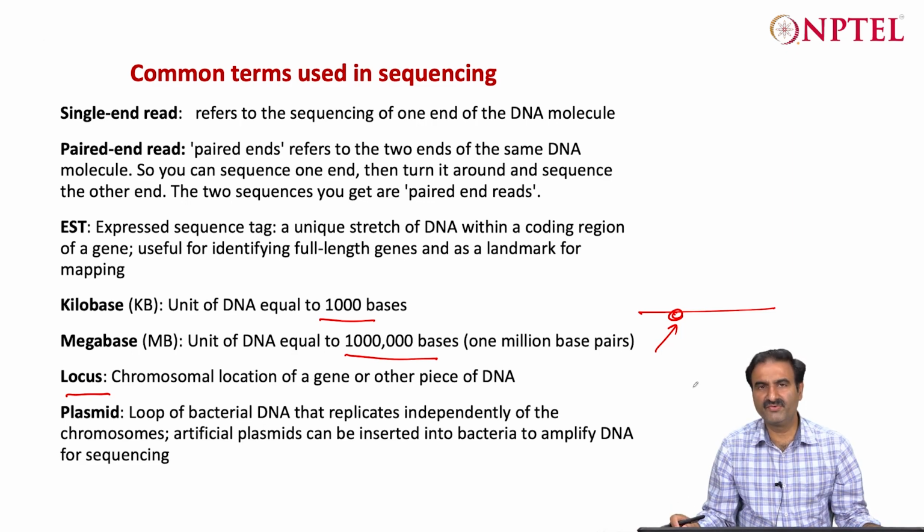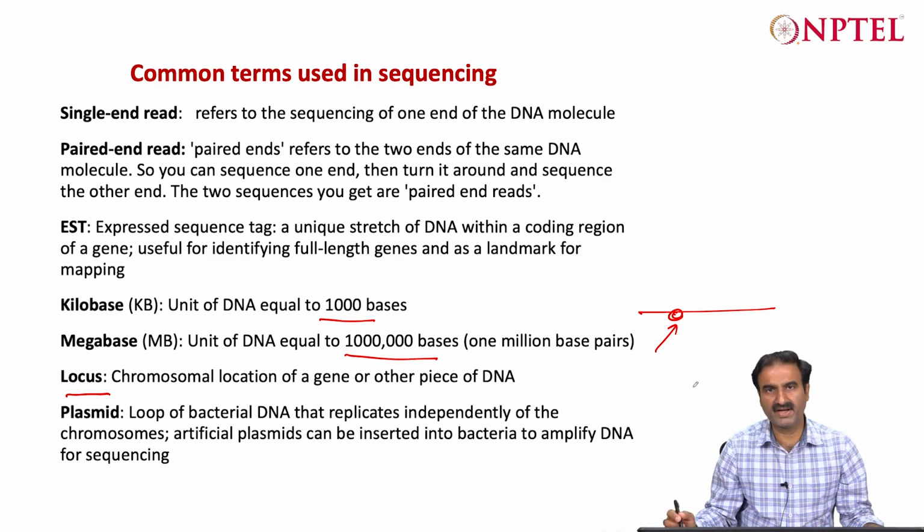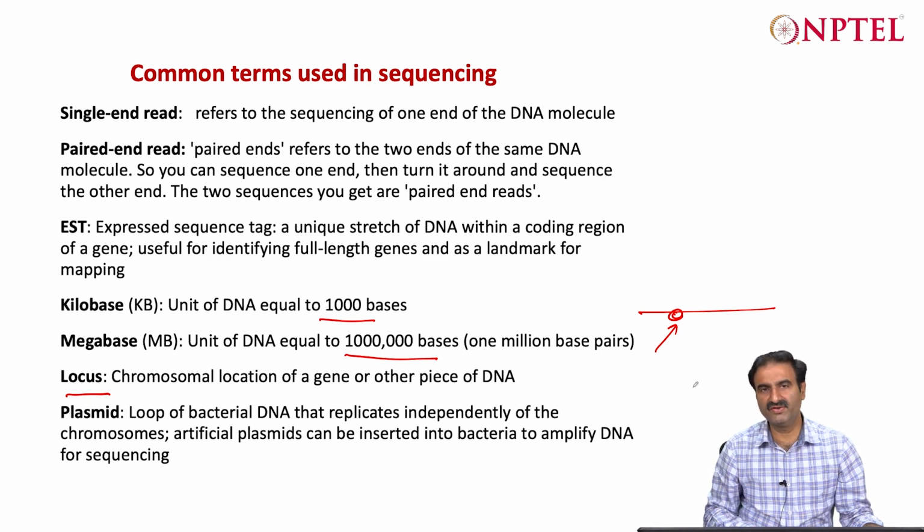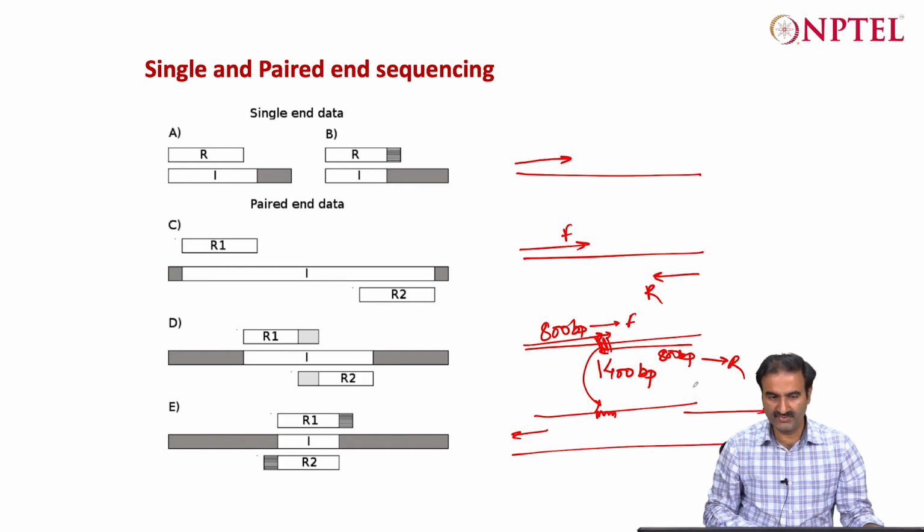So plasmids we have also seen in the second class earlier. Plasmids are extra chromosomal DNA present in bacteria, which contain genes important for additional functions that help in the survival of that bacteria. Okay, so we have done the single and paired end sequencing also.